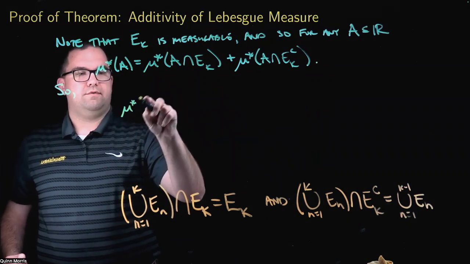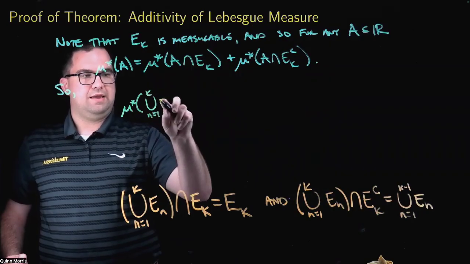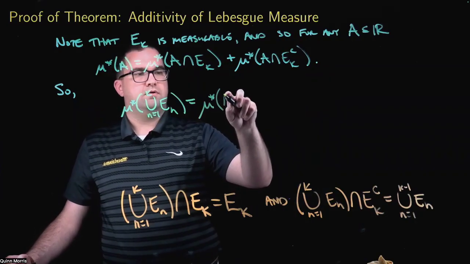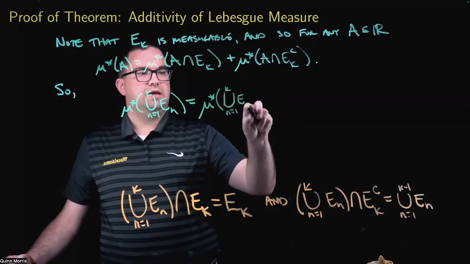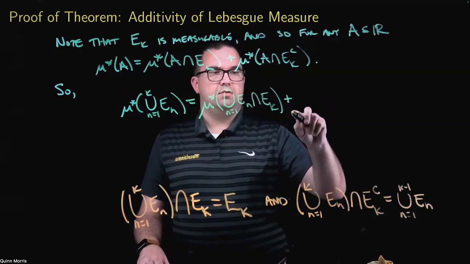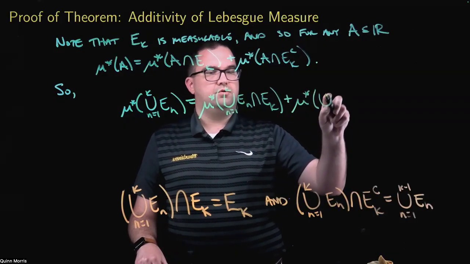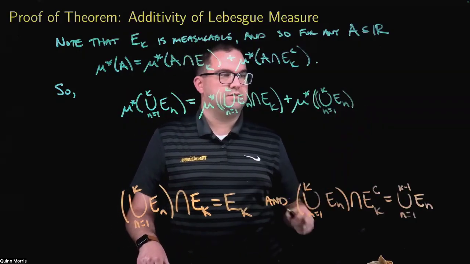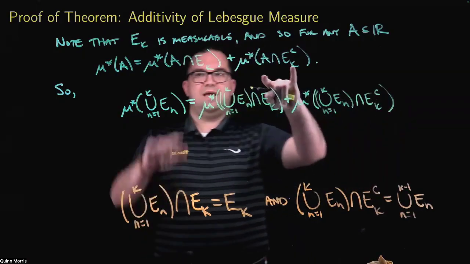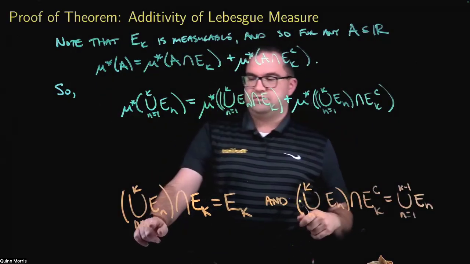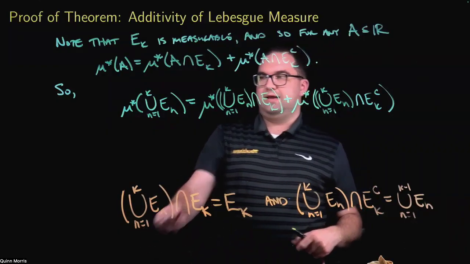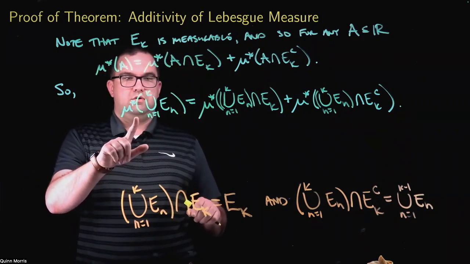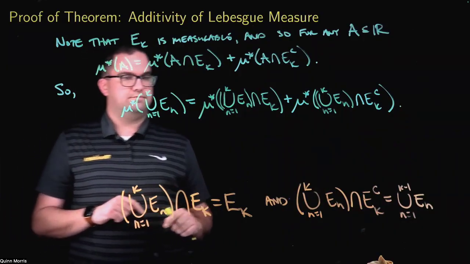So then that gives me that mu star of the union n equals 1 up to K of En is equal to mu star of the union n equals 1 up to K of En intersect Ek, plus mu star of the union n equals 1 up to K of En. Let me be a little careful here to put some parentheses in to disambiguate this. Intersect Ek complement. So all I'm doing is taking this and substituting in, since this holds for every subset of R, A equal to the union n equals 1 to K of En. But now notice, we now know simpler ways of expressing these things, right?